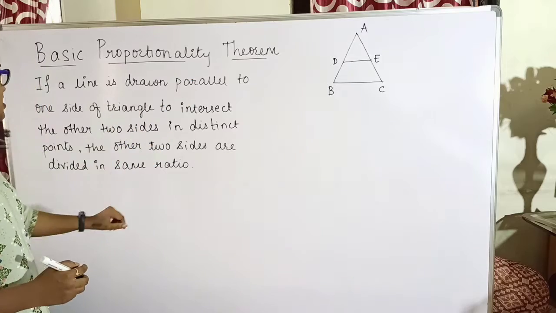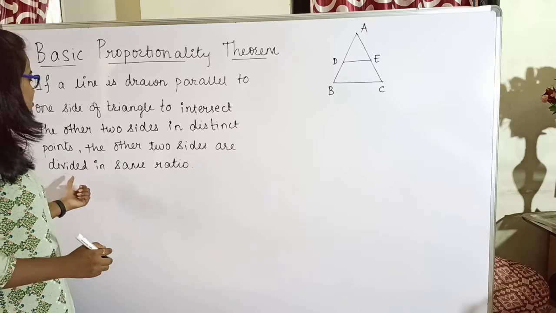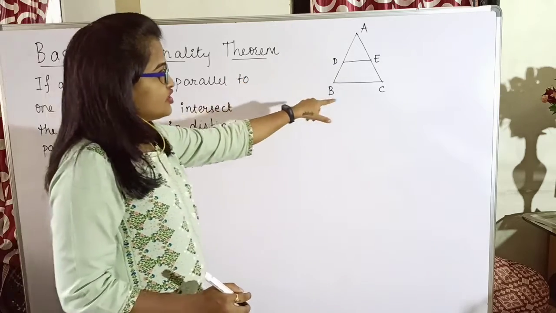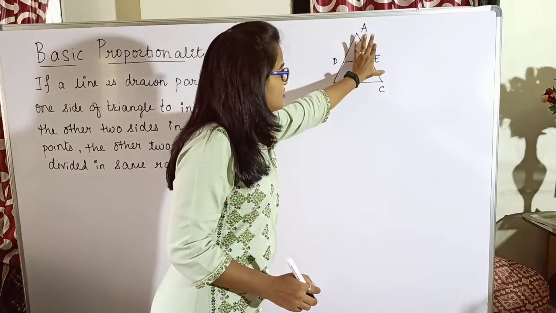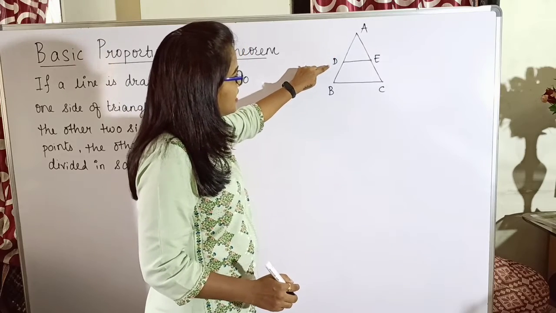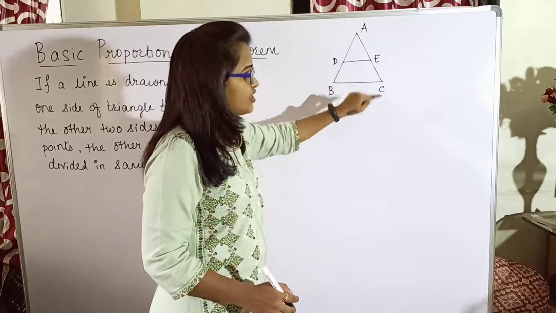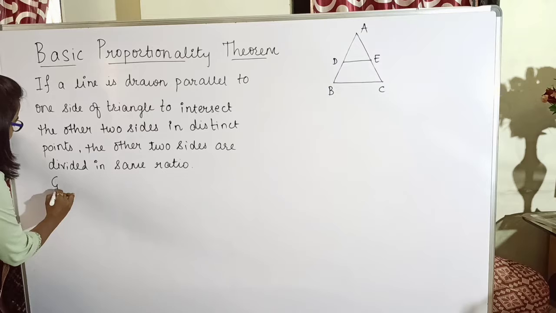If such is the condition, then the other two sides are divided in the same ratio. According to the condition, if you draw a figure, the other two sides are divided in the same ratio. It means AD upon DB will be equal to AE upon EC. Now let us write down whatever is given.